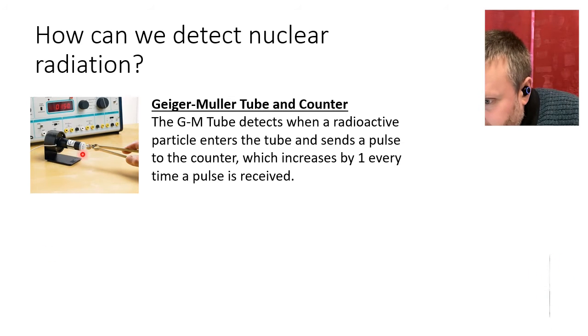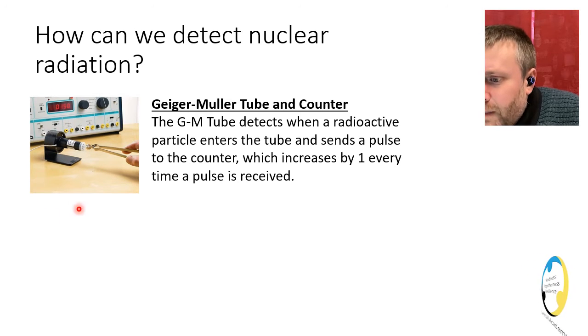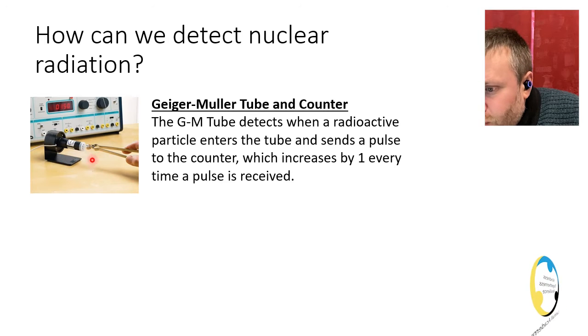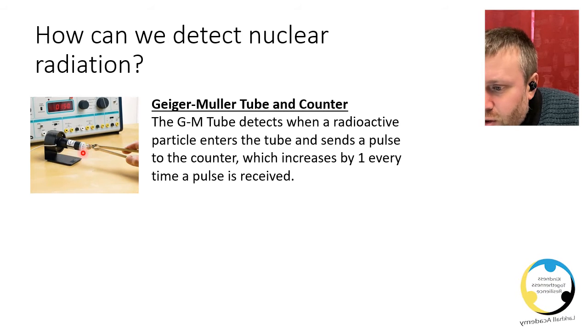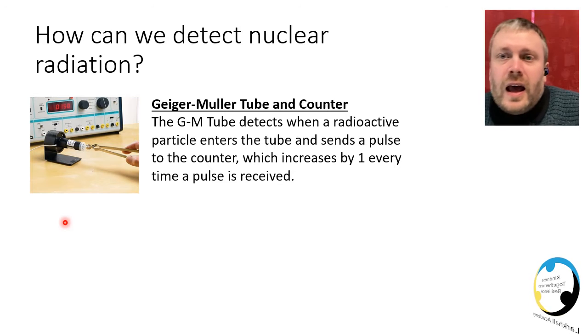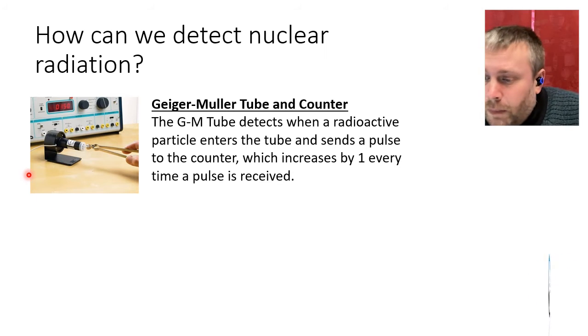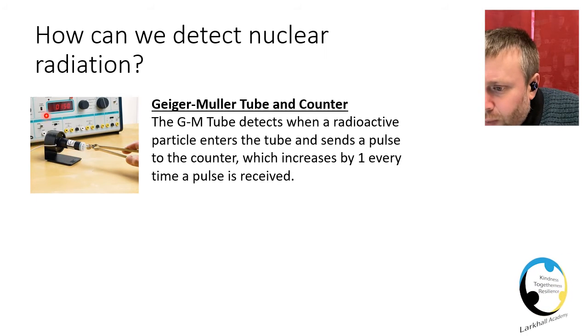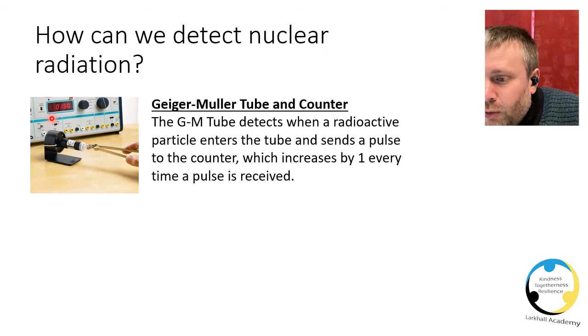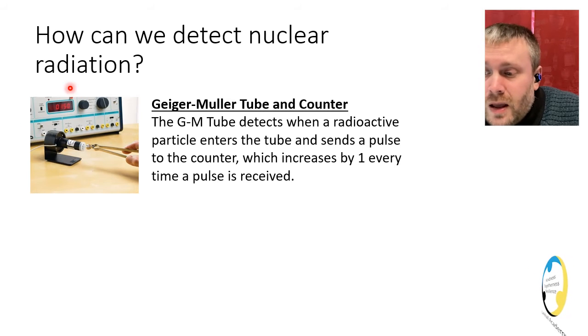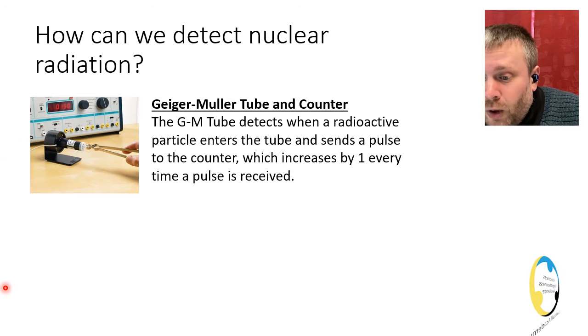So here we have the Geiger-Müller tube here, and this is connected up to this counter, which we can see in the background. And basically what happens is when the source releases some nuclear radiation and it goes into the tube, it causes a little spark, which causes a pulse to be sent all the way back to the counter. When that pulse reaches the counter, it basically increases by 1.